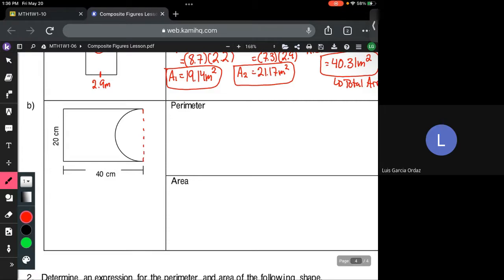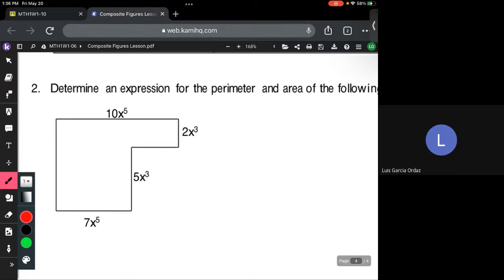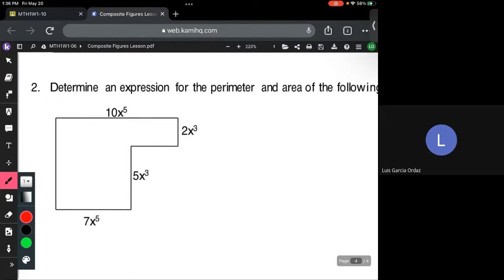I'll leave this for you guys to do alone, and then you'll show me at the end of class, because the last one over here involves algebra. Look, that's algebra. So for this one, I need to find the area and the perimeter of the shape. Okay, listen up, please and thank you.